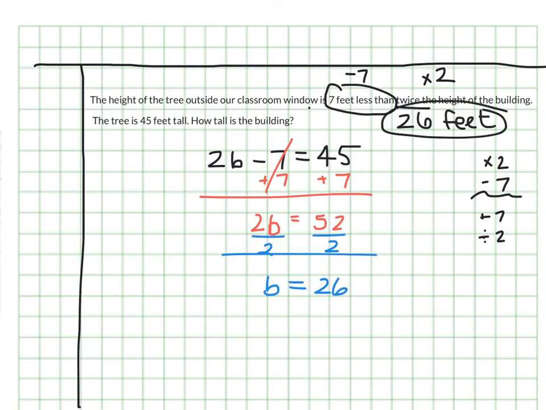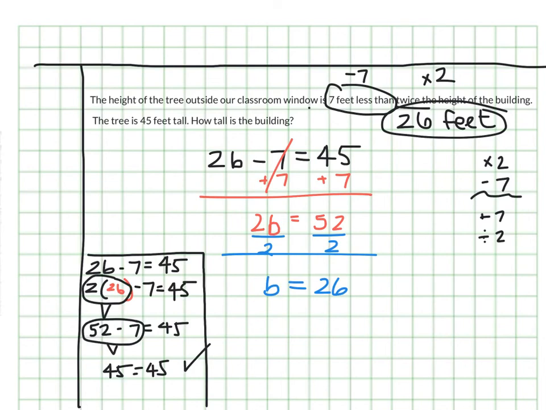How'd you do? I found that the building is 26 feet tall, and I can do a quick double check. Hopefully you checked your answer so you knew you were right without even waiting for me, by setting this up and substituting in the answer you thought was right with your equation. I did, and so I am sure that my answer makes sense because the value of both sides of the equation is equal.